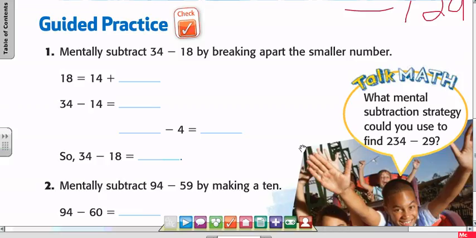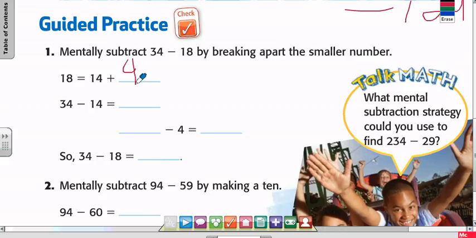Look at the practice. Got to practice number 1. It says mentally subtract 34 minus 18 by breaking apart the smaller number. So what's the smaller number? It says, mentally subtract 34 minus 18 by breaking apart the smaller number. So what number are we breaking apart? 18. So 18 equals 14 plus what else?